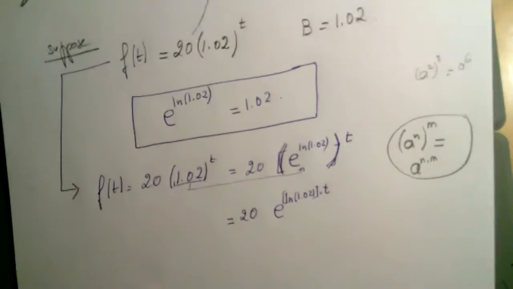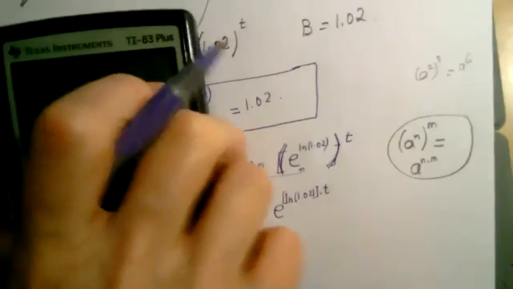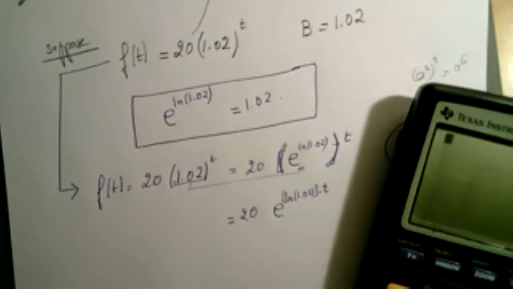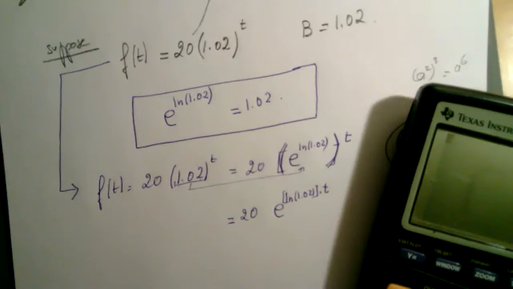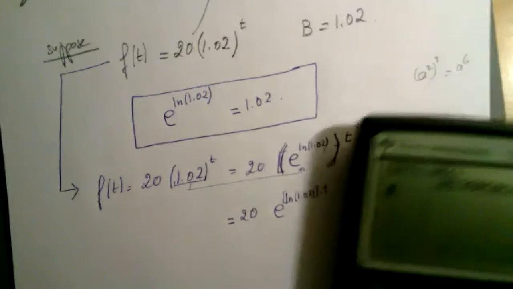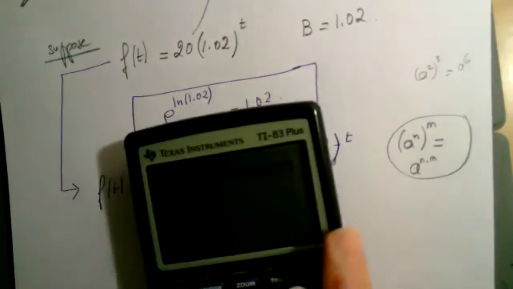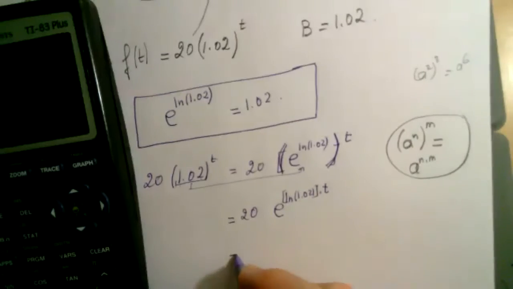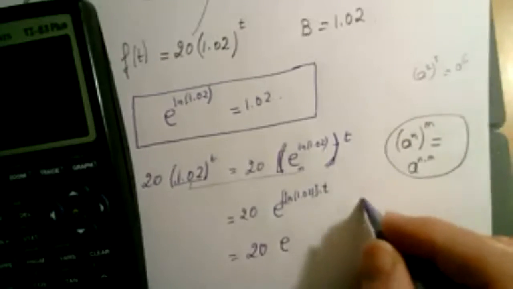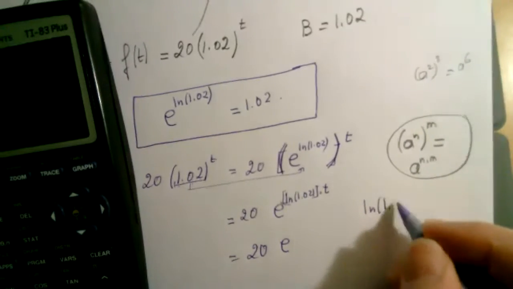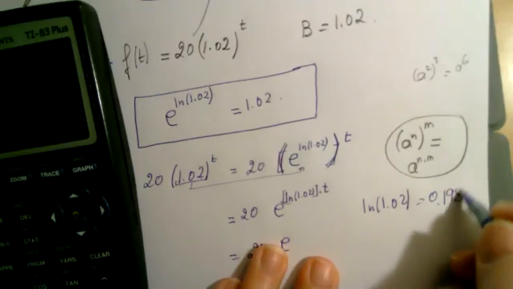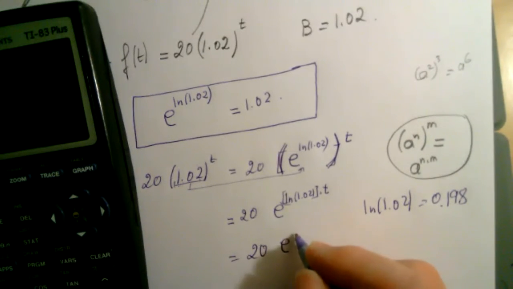That's how I'm going to rewrite it. So in terms of numbers, because there are too many ln and e's, let us bring some numbers into the picture. I'm going to evaluate ln of 1.02. I evaluate it, and ln of 1.02, according to my calculator, gives me 0.198.